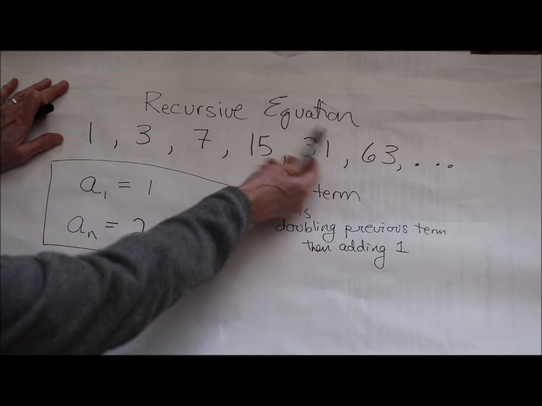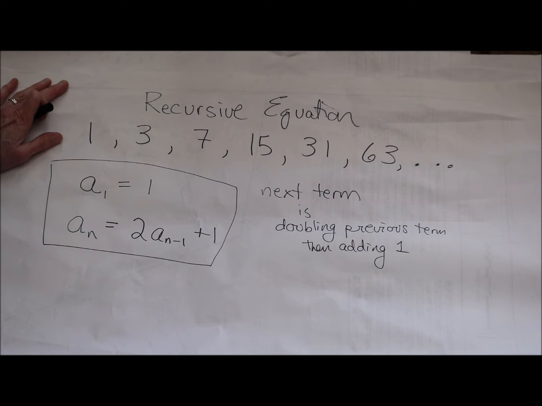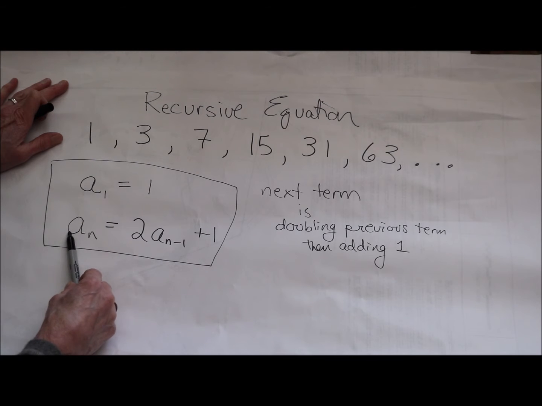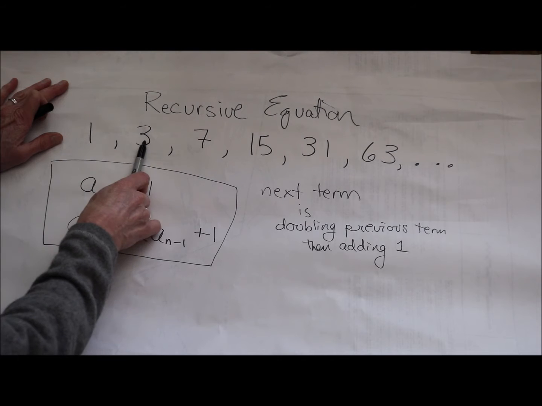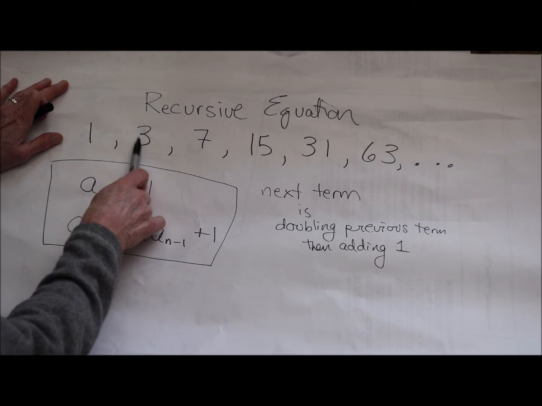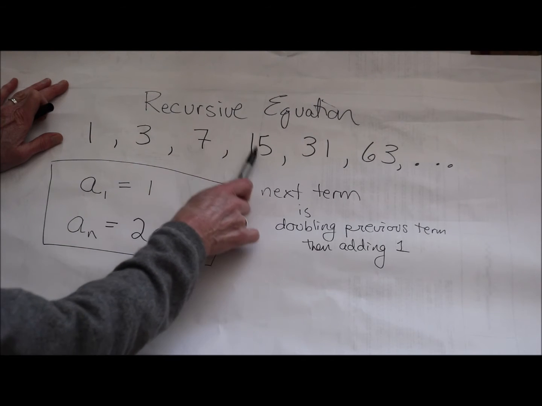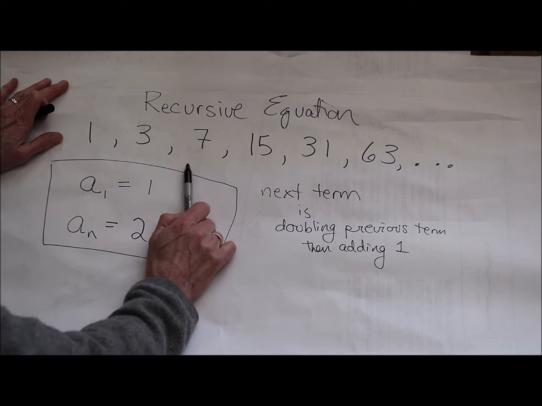In our last video, we talked about recursive equations for sequences. Those were equations that used previous terms to get the next term. Remember in this, we multiplied the previous term by 2 and added 1. We multiplied this term by 2 and added 1. And so on, and so on, and so on.